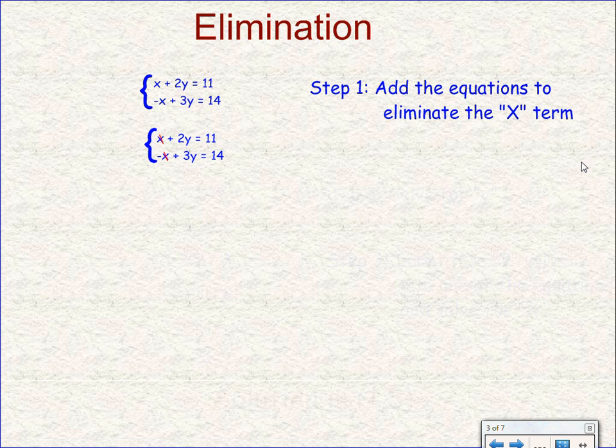As I add, 1 minus 1 is 0, so they've been eliminated. Now I'm going to add: 2 plus 3 is 5, so 5y equals 11 plus 14, which is 25. We've been here before, and with the method that we used previously, we will now solve for y. I know that to solve for y, I must divide both sides by 5. 5y divided by 5 is y, and 25 divided by 5 is 5.